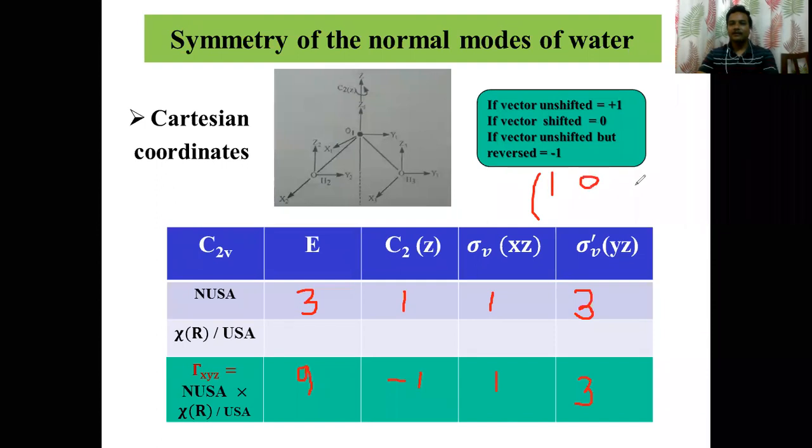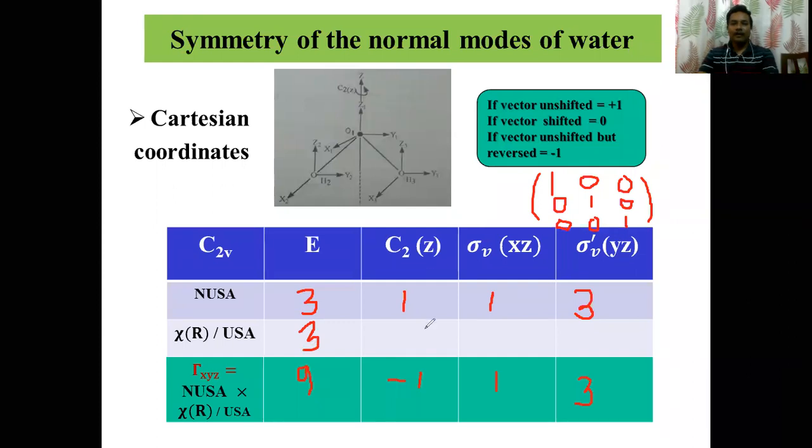So that is 1 0 0, 0 1 0, right? And then I'm going to have 0 0 1, right? So the character is going to be 3. I think you all remember this. So that character is going to be 3, right?